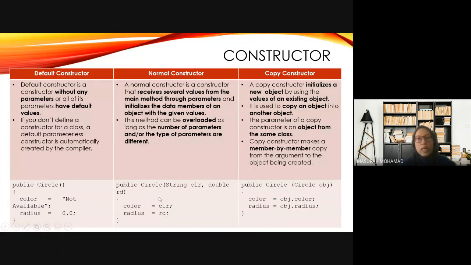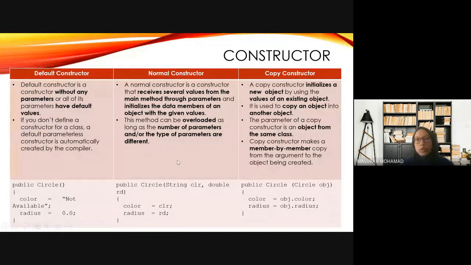Okay. Normal constructor ni dia kata this method can be overloaded. Overloaded maksudnya apa? Number of parameters and or the type of parameters are different. Boleh ubah. Boleh lebih. So normal constructor ni boleh lebih daripada 1. So bila dia lebih daripada 1, dia akan jadi overload. Nama sama, method tu sama je nama dia Circle tapi dia boleh lebih daripada 1 definition.